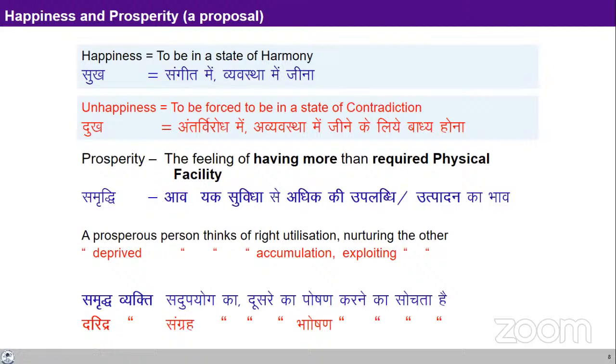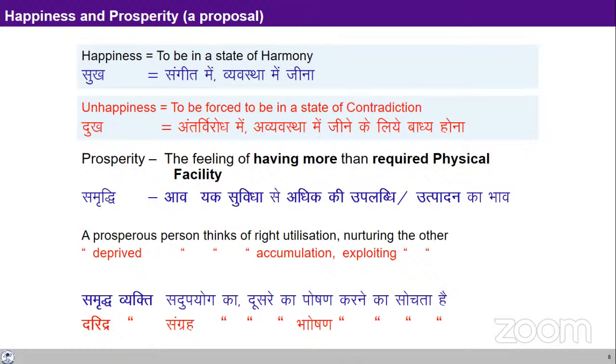Unhappiness is the state where I'm forced to be in that state of contradiction. I don't want to continue in that state. That state is unhappiness, to be forced in a state of contradiction. We don't want to continue there.